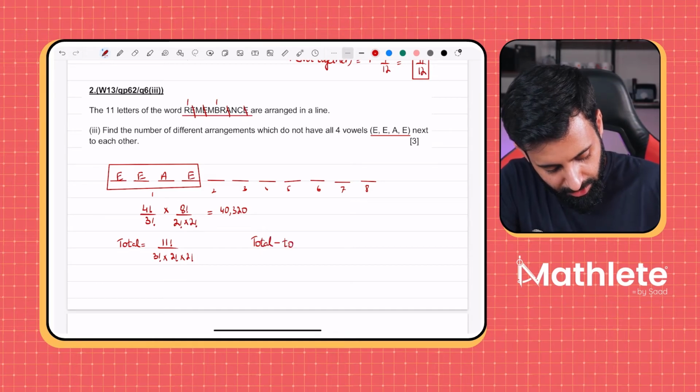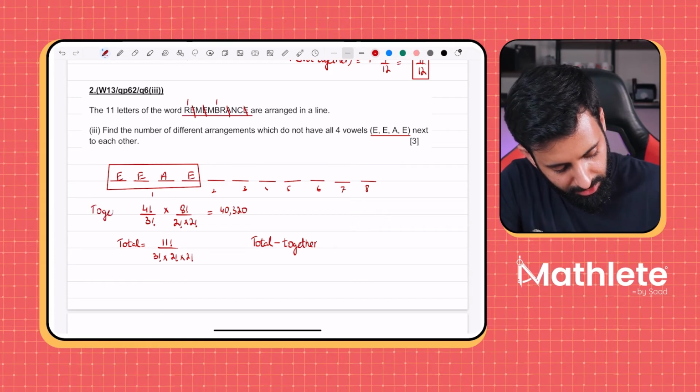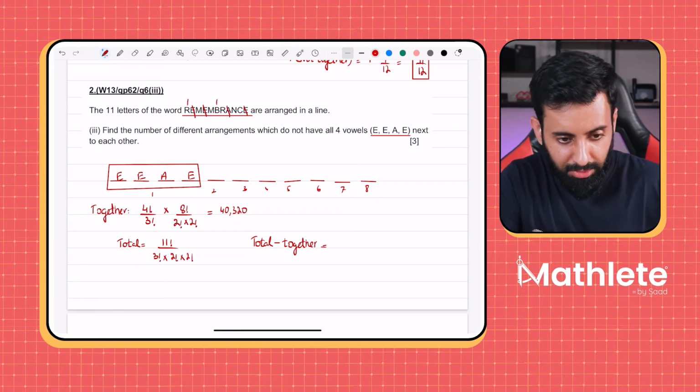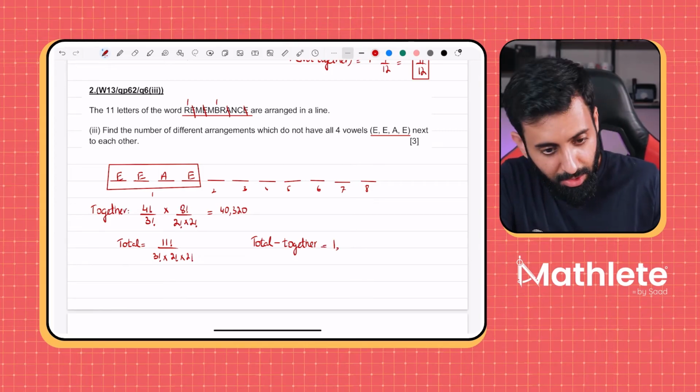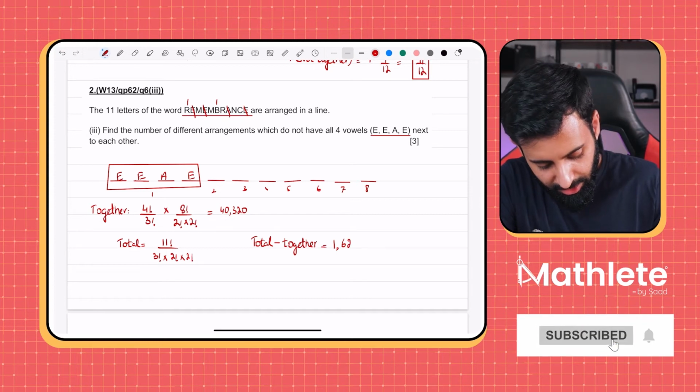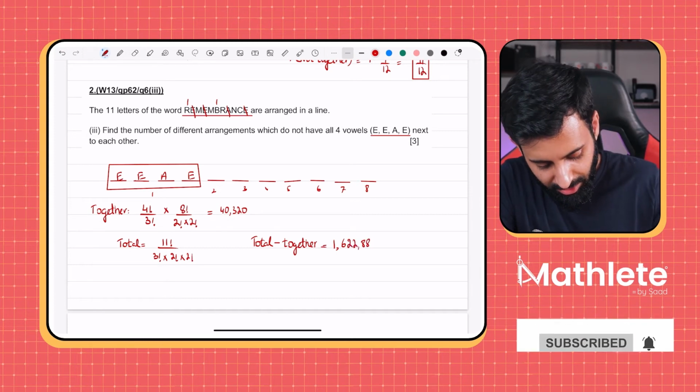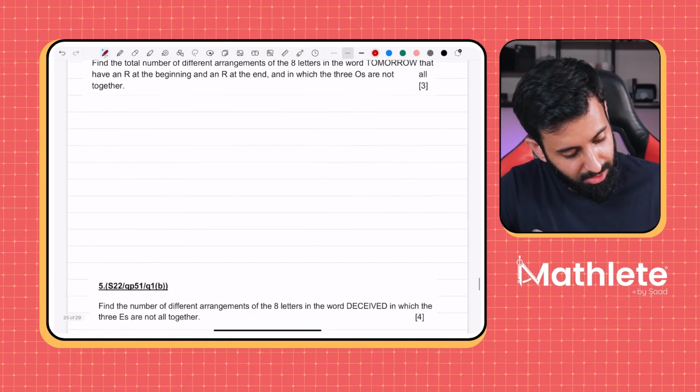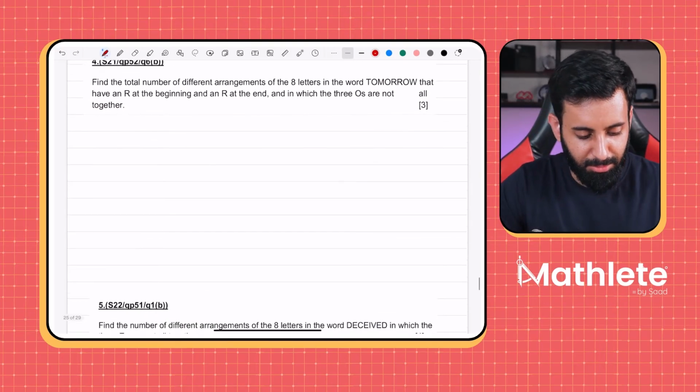if you subtract the number of ways that they are together, which we have worked above, this is, by the way, the number of ways that they are together. So you get, I'm just going to write down the final answer to save some time, 1,622,880. And that is the correct answer. Okay, let's do a couple more.